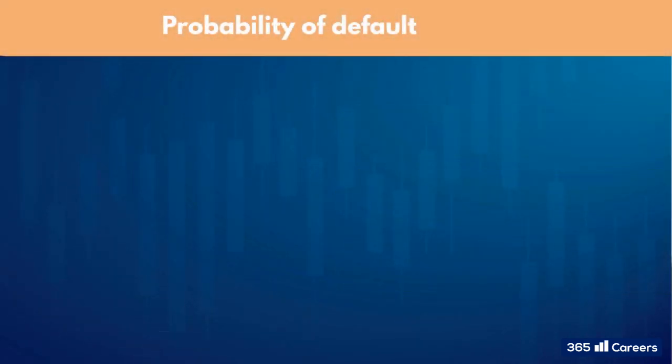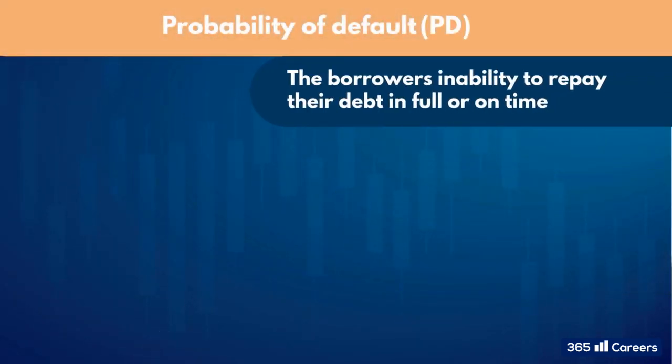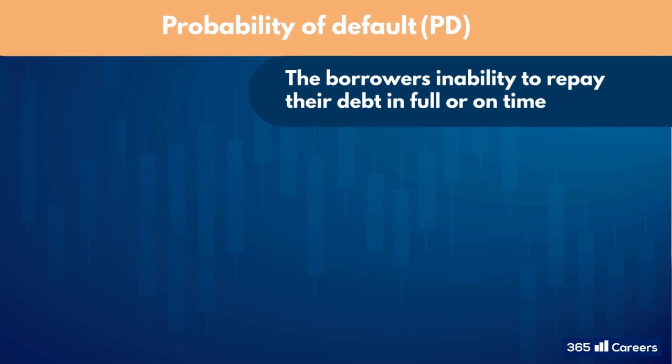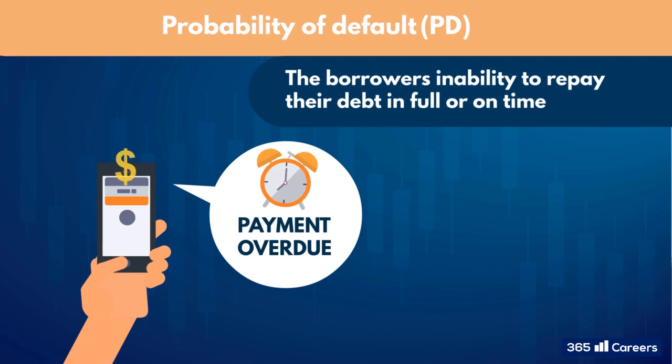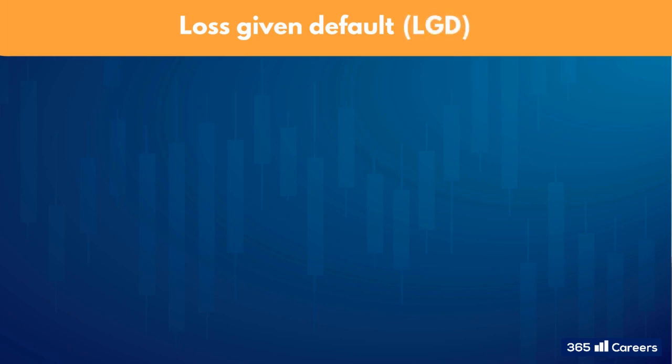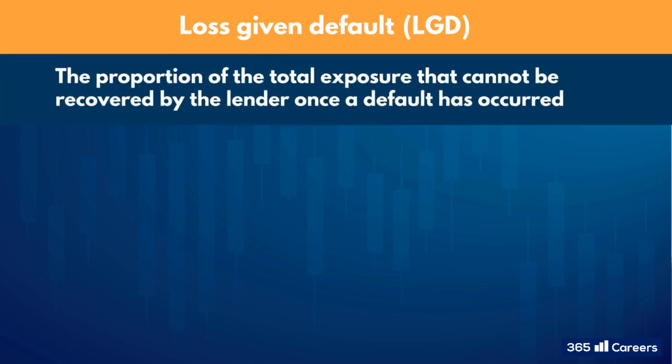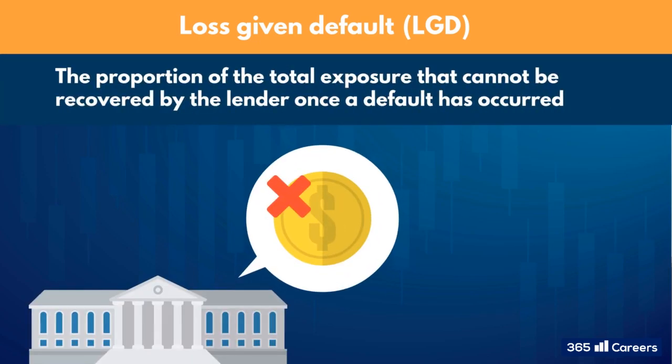Probability of default, or PD, is the likelihood that a borrower would not be able, or would not be willing, to repay their debt in full or on time. In other words, it is an estimate of the likelihood that the borrower would default. Usually, PD refers to a particular time horizon. Loss given default, or LGD, is the share of an asset that is lost if a borrower defaults. It is the proportion of the total exposure that cannot be recovered by the lender once a default has occurred.